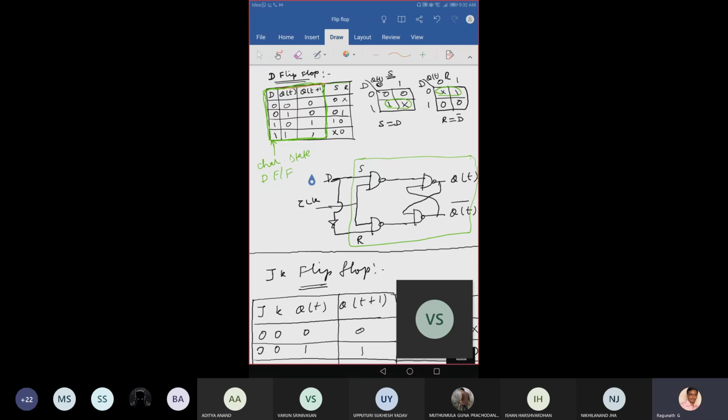Then you have to write the excitation table of the SR flip-flop. Because we have SR, no? Which one are we having? We are having only SR, but I want to design the D flip-flop. Now this is the easiest method. First you write the characteristic table of the D flip-flop, then you write the excitation table of the SR flip-flop.